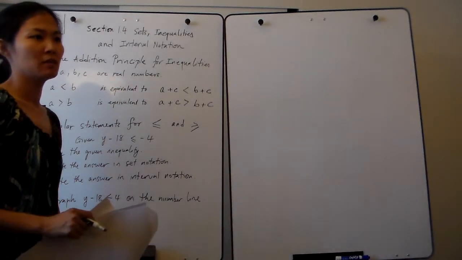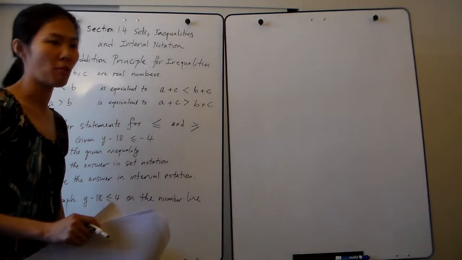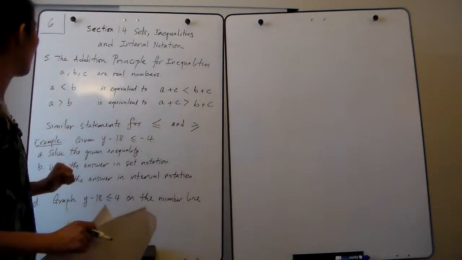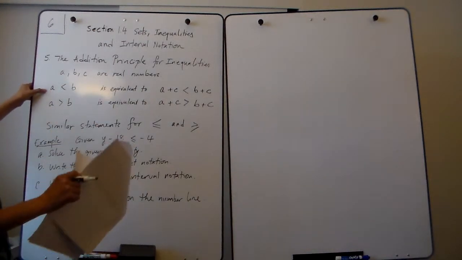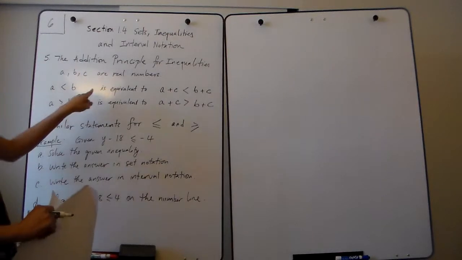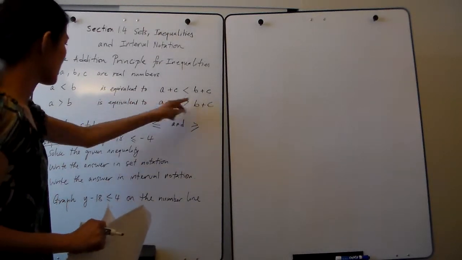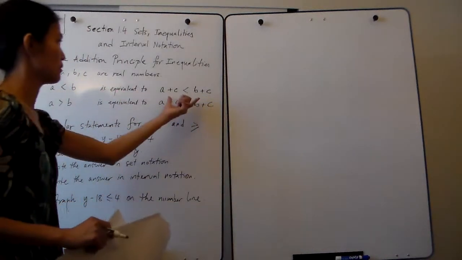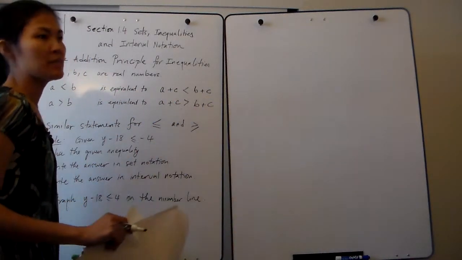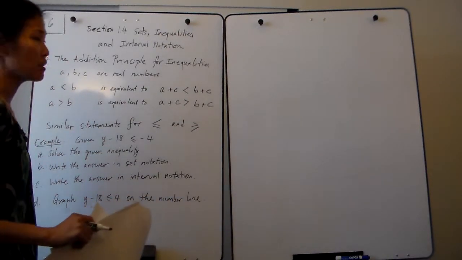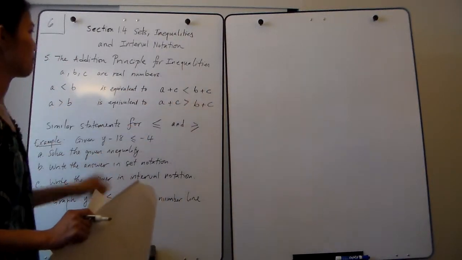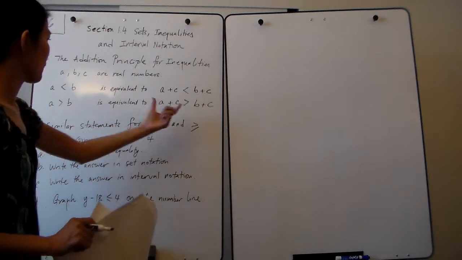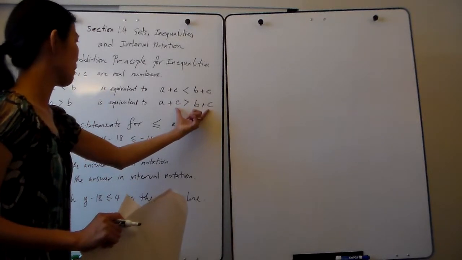Very similar to the previous section, we learned about the addition principle for equations. Given a, b, c are real numbers, for inequality a less than b, it is equivalent to a plus c on both sides of this inequality. You see that? Very similar to the addition principle for an equation. This works for the inequality. And for a greater than b, it is equivalent to a plus c on both sides.